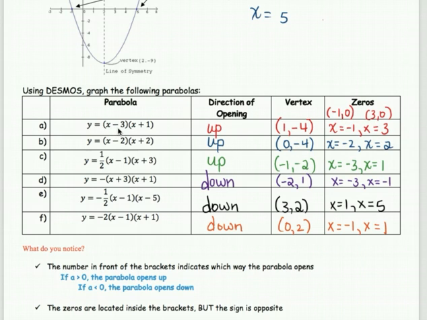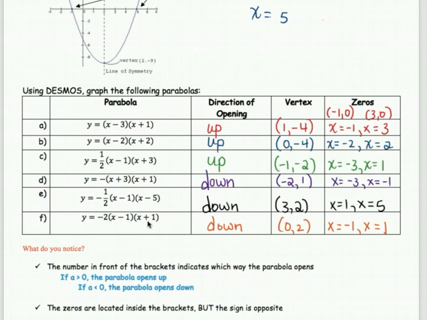So we have x minus 3, x plus 1, and then what are we noticing about the zeros? We have negative 1 and positive 3. Here's this one. You have negative 2, positive 2, same thing, and we have a minus 1, plus 3, but then we have a negative 3, positive 1. Hopefully you're seeing here that it's the same number, but it's the opposite sign.